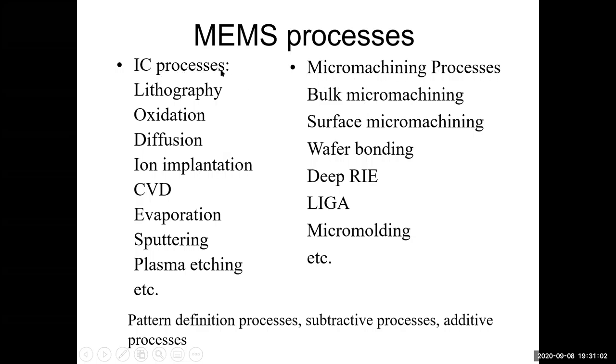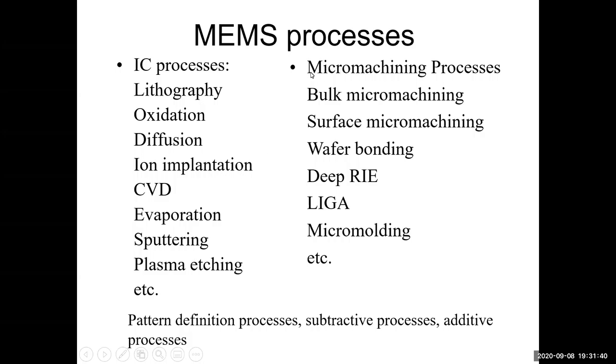IC processes are those fabrication processes developed to fabricate integrated circuits, such as lithography, especially photolithography, oxidation, diffusion, ion implantation, CVD, chemical vapor deposition, evaporation, sputtering, plasma etching, and so on. We actually will study all these processes later.